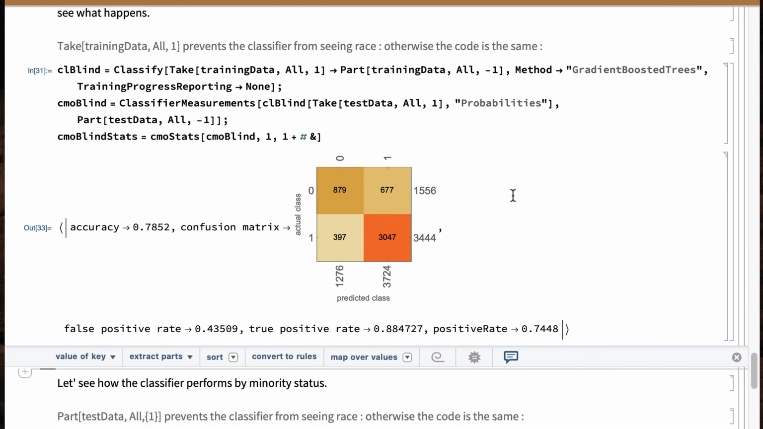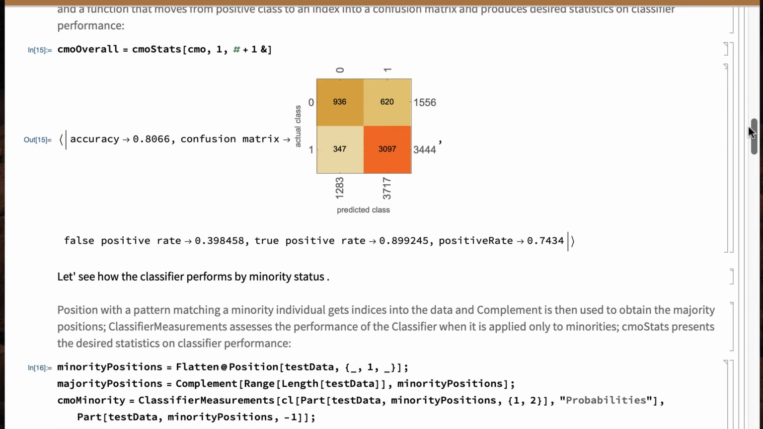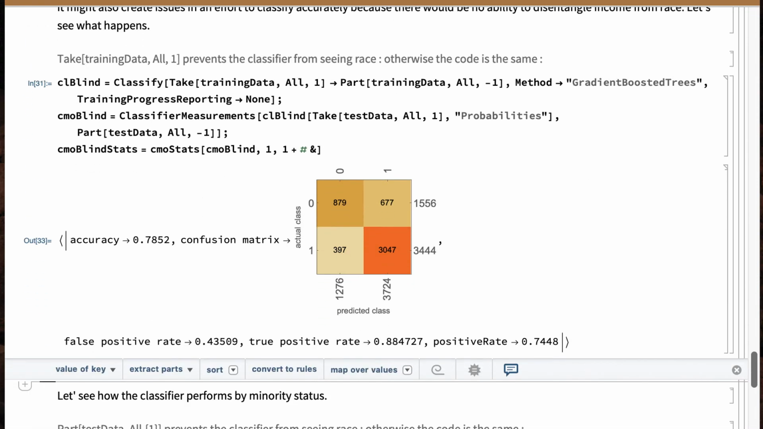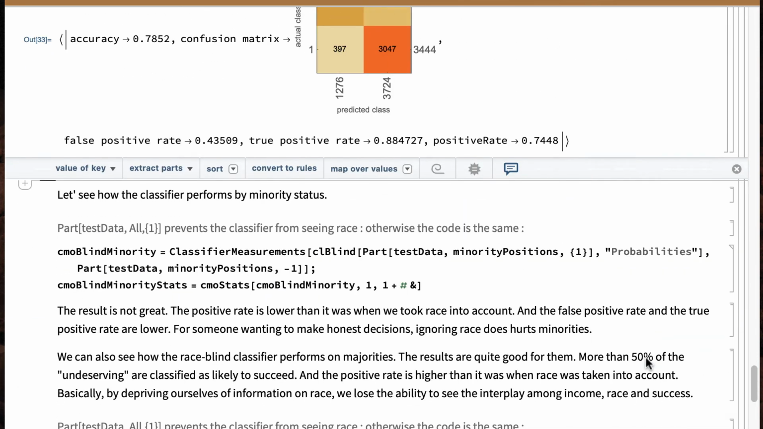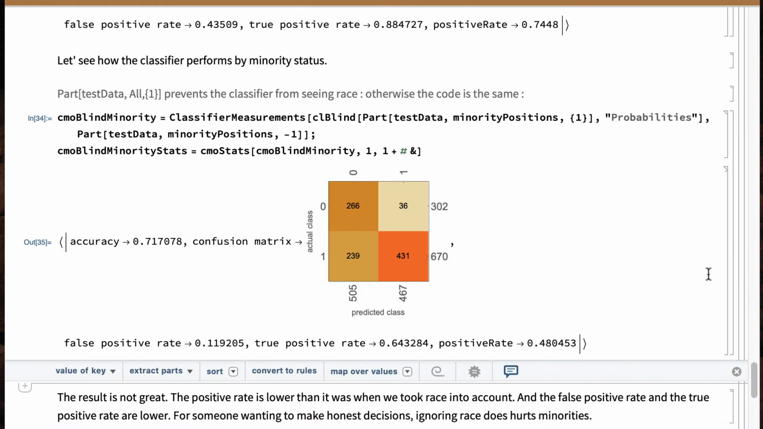And what we see is the accuracy is a little less than it was before, and we've got an overall positive rate that, let's actually look and compare, 74.48% to 74. All right, so it doesn't make any difference in the overall classification positive rate. But now let's look at how it does on minorities and majorities again. And for minorities, our classifier is still not very enthusiastic. The overall positive rate is only 48%, and of those who really would succeed, we're only letting 64% of them in. The accuracy is about 72%.